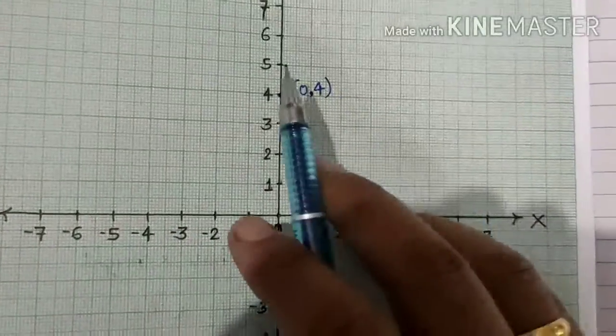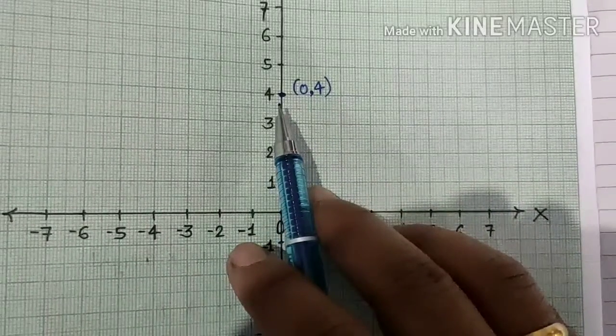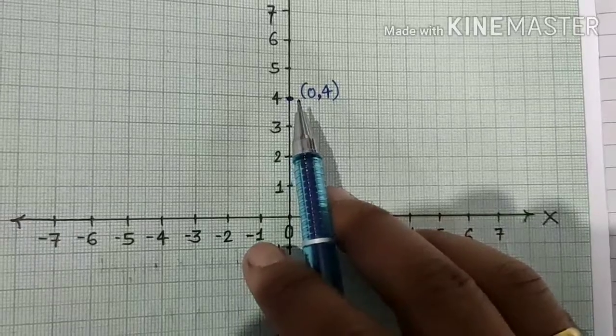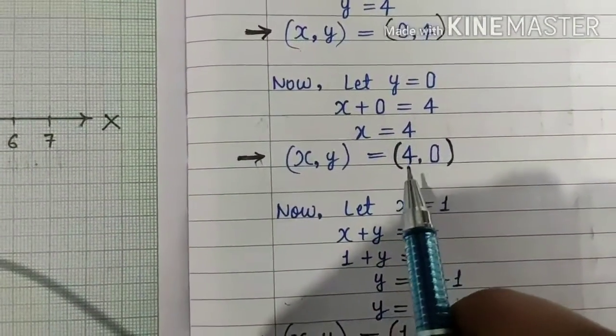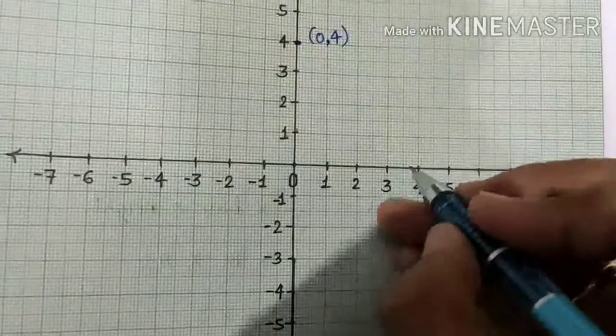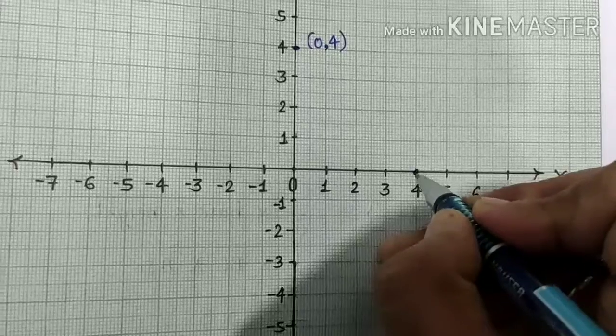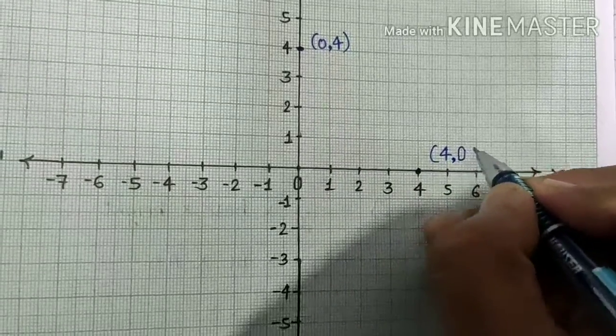Because here the value of x is what? You can see the coordinate of x is 0. That's why we can show here 0 comma 4. So this point shows 0 comma 4. The next point was 4 comma 0. Now the value of y is 0, so this point will come on the x-axis. This point will show 4 comma 0.